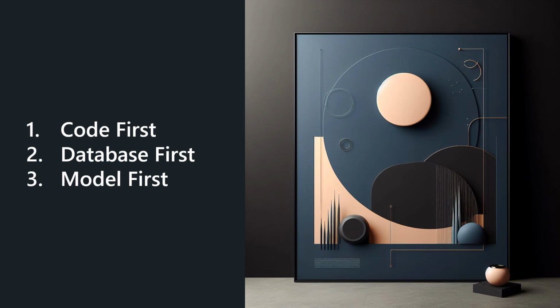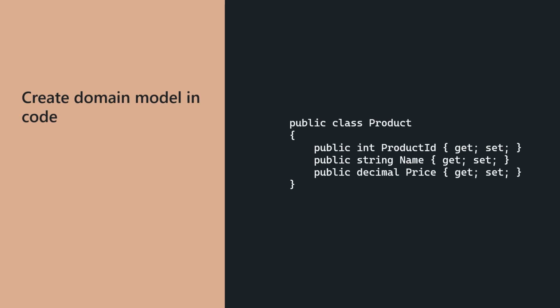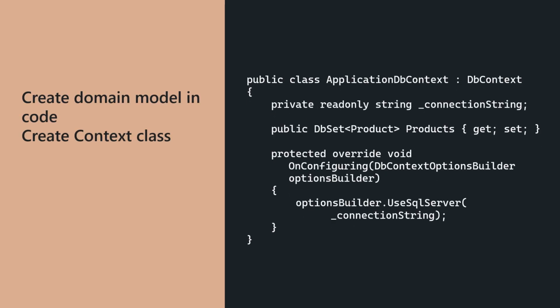Let's take a quick look at how the code-first approach works. First, you'll need to create your domain model in code. Next, you'll have to create a context class that inherits from Entity Framework's DbContext. Here, you can add a public DbSet property of your model's type. Then you can override the OnConfiguring method to configure the DbContext with a connection string.